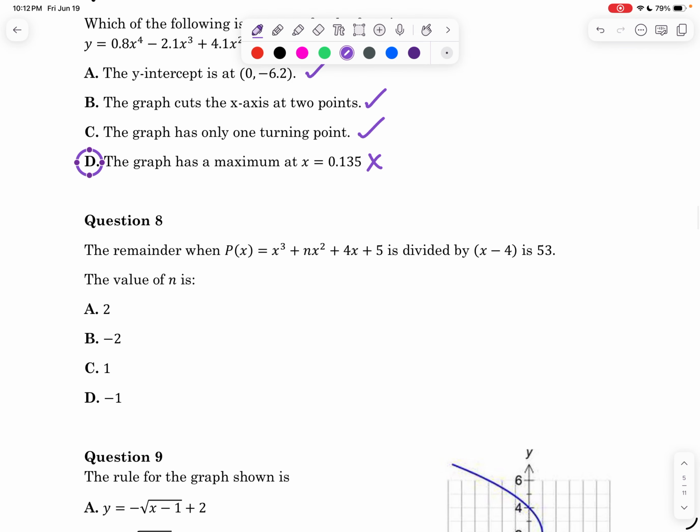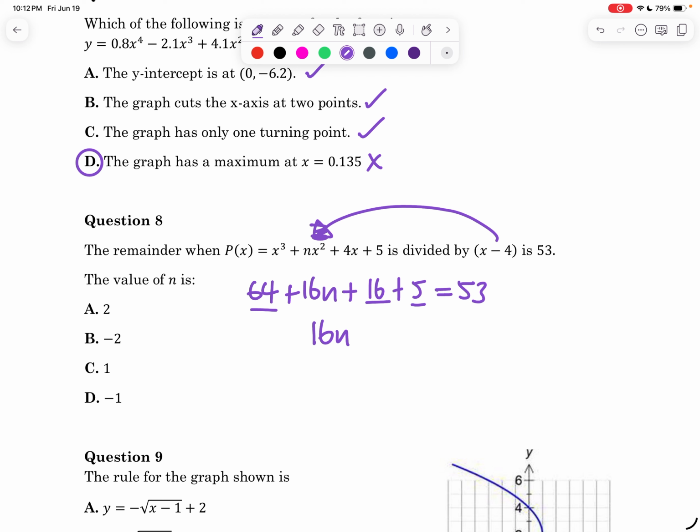Okay, the remainder. So you can let that equal that, given x equals 4. It's actually much easier for me just to do it by hand. 64 plus 16n plus 16 plus 5. So all I'm doing is subbing 4 into this. Is equal to 53. 16n, 85. 53, negative 32, n's negative 2.